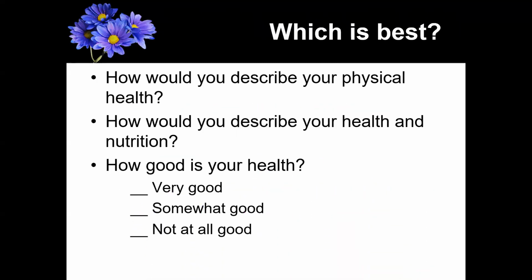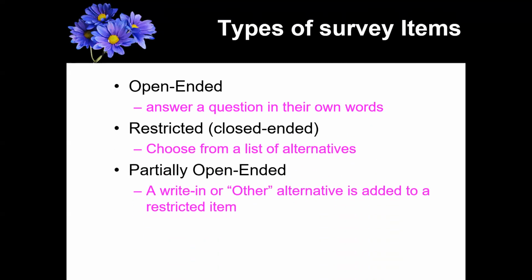So when it comes to actually recording responses, there's three things you can use. One is an open-ended question, one is restricted, and one is partially open-ended. So open-ended is exactly what it sounds like. People answer the question in their own words. So you give them like a text box that they can type their answer into or write their answer into, or something along those lines. Restricted is just like it sounds as well. This is when they have to choose, so it's basically multiple choice. They have to choose from a list of alternatives.